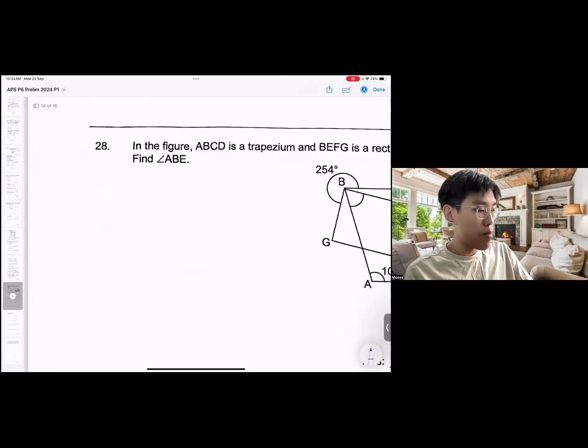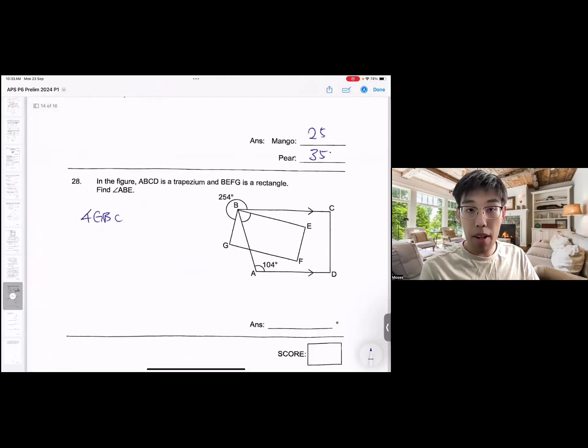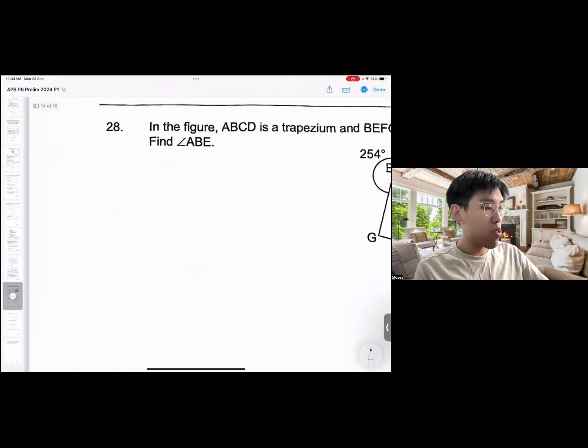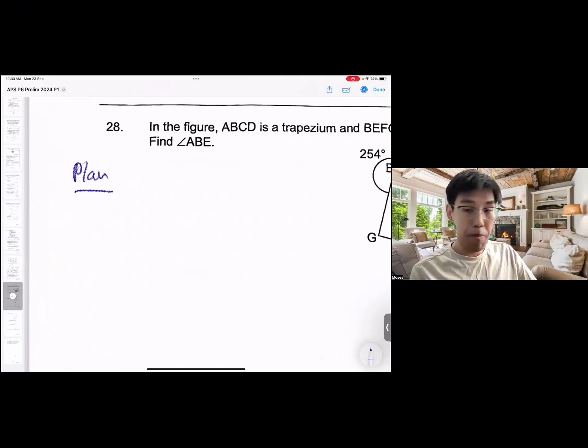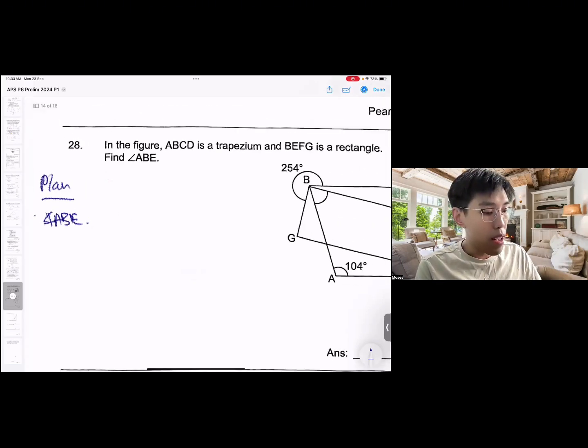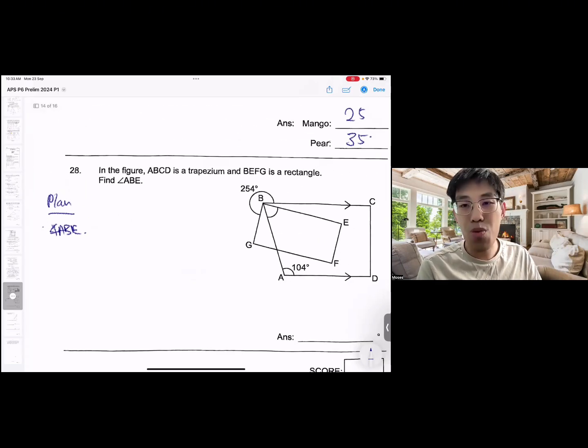So angle GBC. Go and solve them one by one. Let's say you have no idea where to start at this point. It's good for you all to actually have a plan. For this plan, list out the things that you need and then work backwards from there. Let's say you need ABE. You don't know how to find ABE. You don't know where to start. So the question to ask yourself is, in order to find ABE, what do you need?